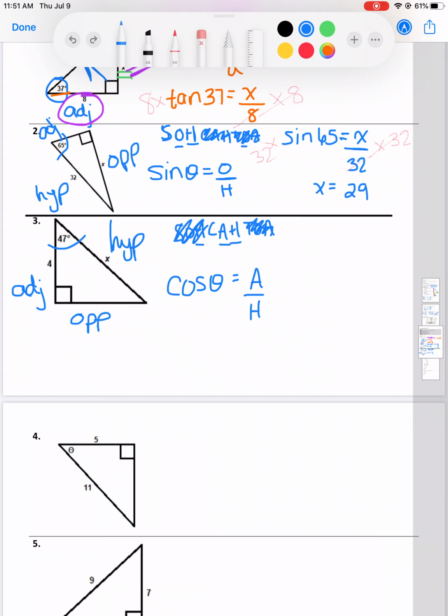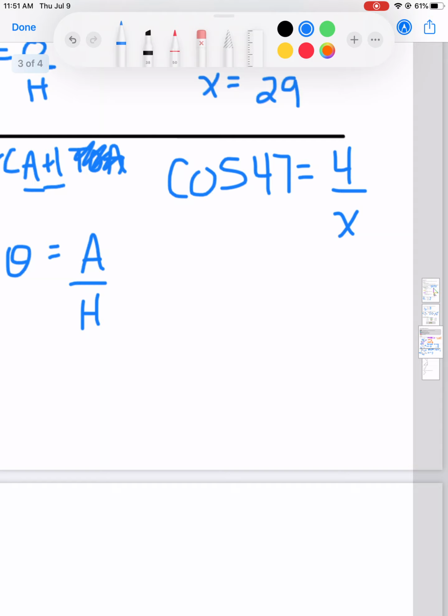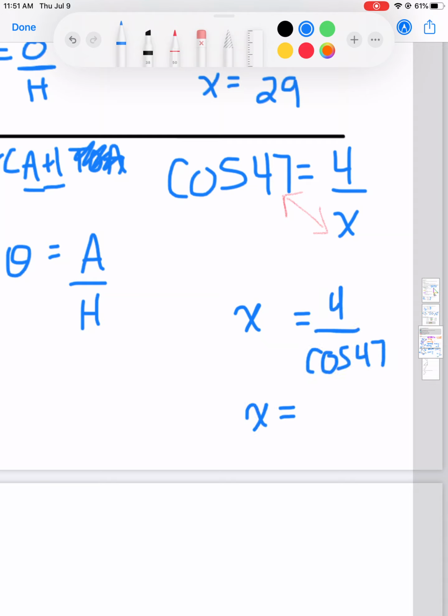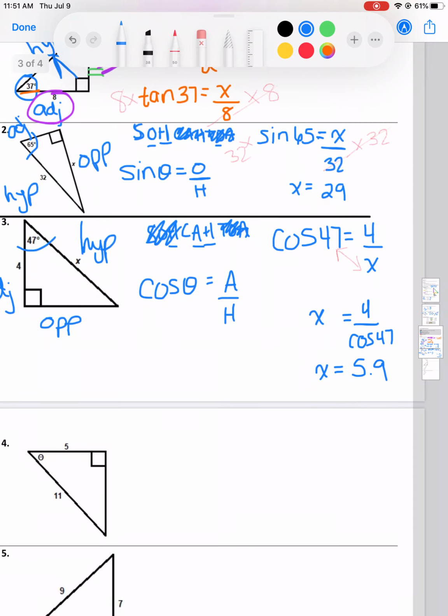So I've got cos 47 is equal to adjacent over hypotenuse. Okay, so this one's going to be a little bit different. One thing that we can do is switch these two. Because of algebra, it works. So it's going to be x is equal to 4 divided by cos 47. That's 5.86, 5.9. Do we have units? No. Okay, cool.